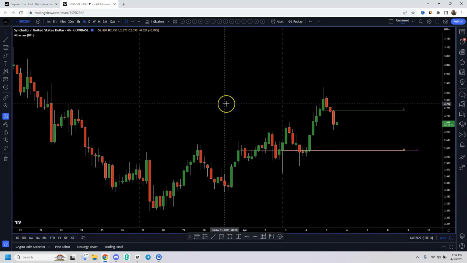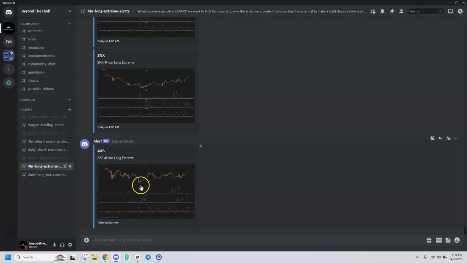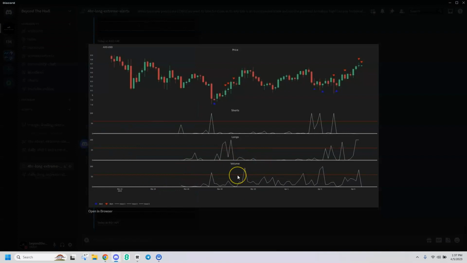So with that being said, guys, I think I'm just gonna wrap it up here. That's about all I wanted to mention. I think we covered the long extremes, the short extremes, the different type of time frames, right? The daily and the 4 hour, and we covered the volume, right? How it usually causes the highs and the lows.